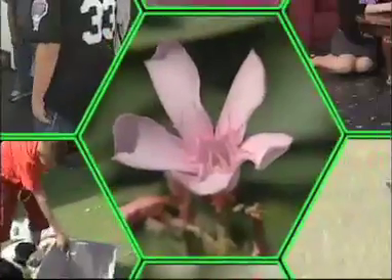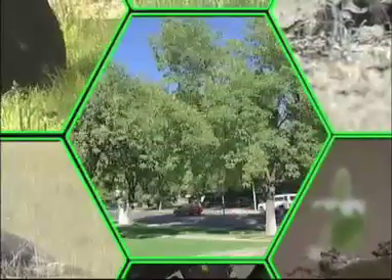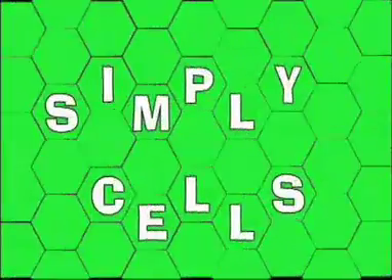The friends you talk to, the pets you play with, the flowers you see, the bees by a fountain, the trees that give you shade. All living things are made of cells. When we look inside this microscopic world, all we see is simply cells.